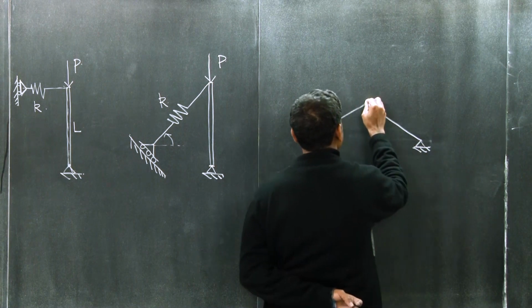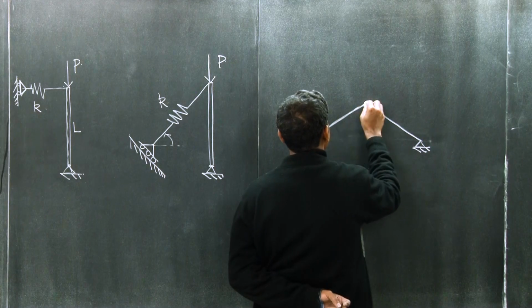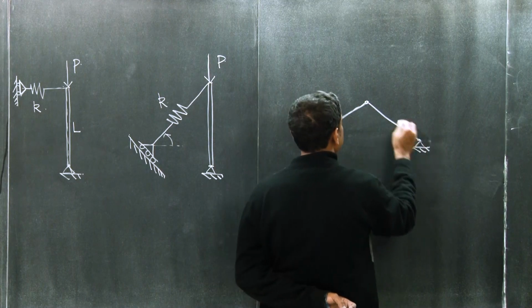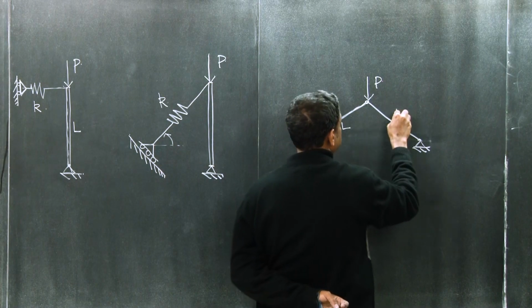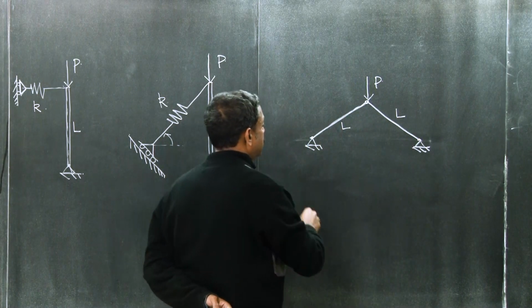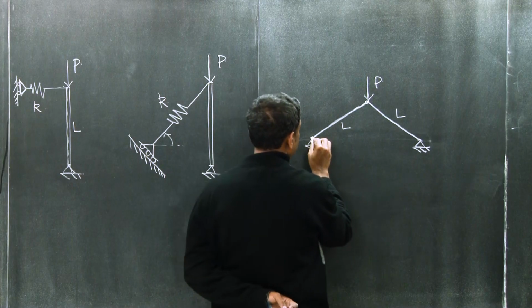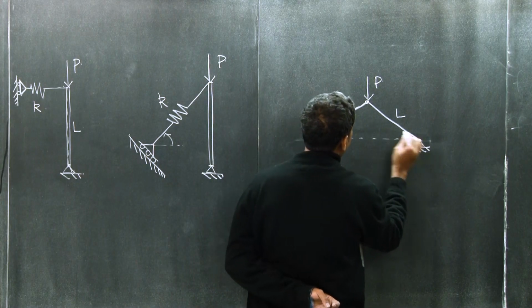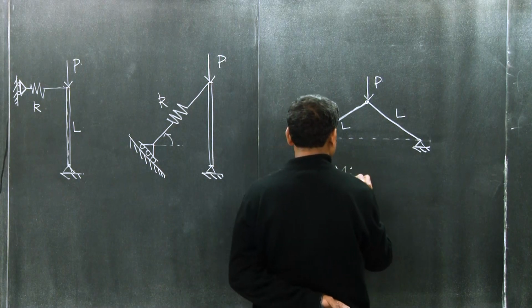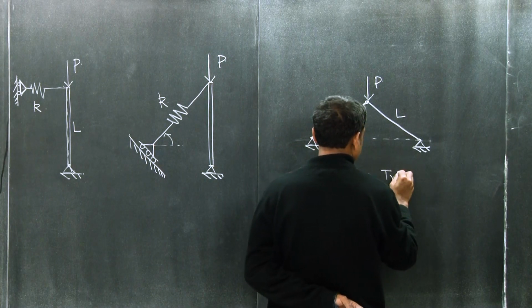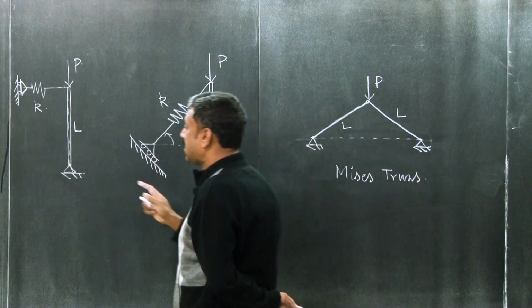These are all hinges. This is a truss, and these are all hinges. This is a hinge joint, this is a hinge joint, subjected to concentrated load P. This is length L, this is length L, and this may be a truss member. So this is called the Mises truss.